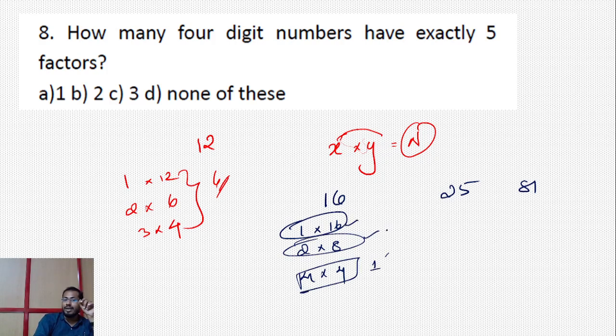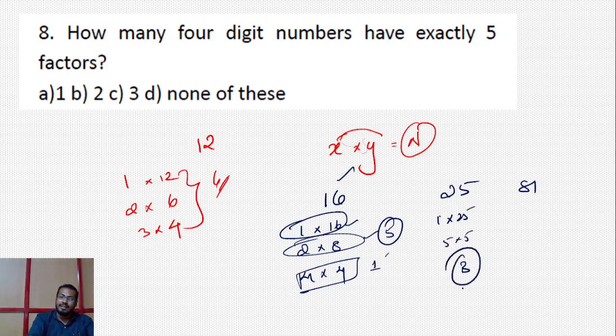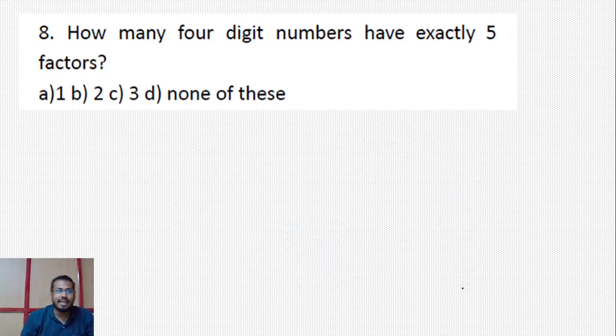So here you had only 5 factors. When we get an odd number of factors, it is a perfect square. Here 25: 1 into 25, then 5 into 5. So here we had only 3 factors. So this is the concept: when you have a perfect square, it contains an odd number of factors. Okay, clear? So let's start with this.